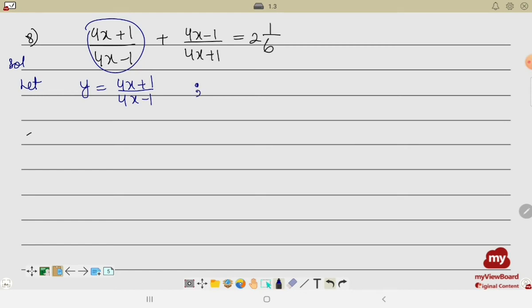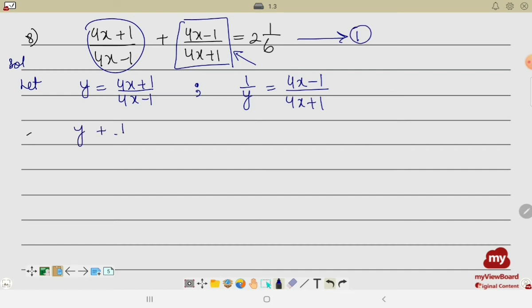And again we'll take the reciprocal on both sides. It will come 1 by y, and on the right hand side, we'll also take the reciprocal, and while taking the reciprocal we got the value of this term. So our equation 1 will become y plus 1 by y, and this is a mixed number, so we'll convert it. It becomes 13 by 6.